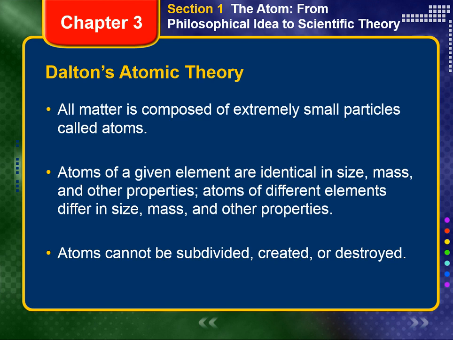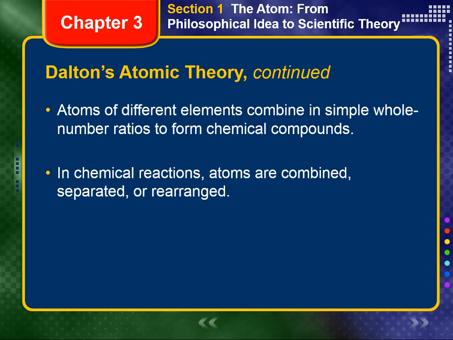1. All matter is composed of extremely small particles called atoms. 2. Atoms of a given element are identical in size, mass, and other properties. Atoms of different elements differ in mass, size, and other properties. Number 3. Atoms cannot be subdivided, created, or destroyed. Number 4. Atoms of different elements combine in simple whole number ratios to form chemical compounds. Number 5. In chemical reactions, atoms are combined, separated, or rearranged.